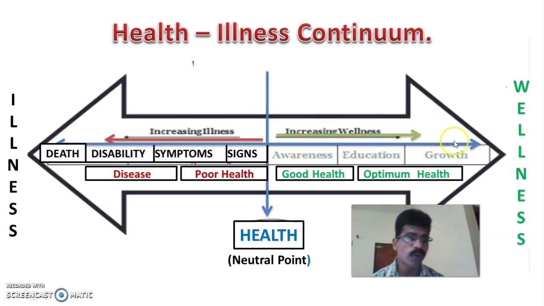One side is moving towards wellness, starting from good health and maximum health or optimum health. Then on the opposite side, at the same time, a person may go towards illness, starting from poor health, disease, indicated by signs and symptoms, then maybe disability or, at the last, even death. That is the increasing illness of the person, towards the right side.